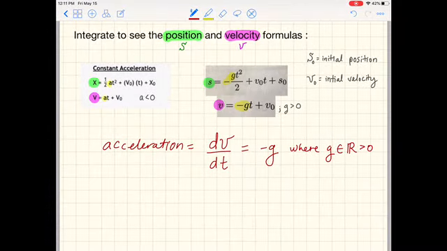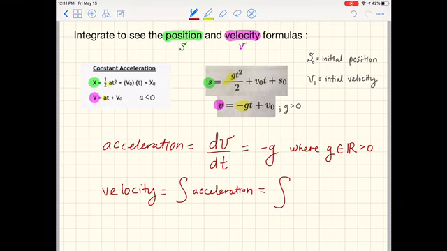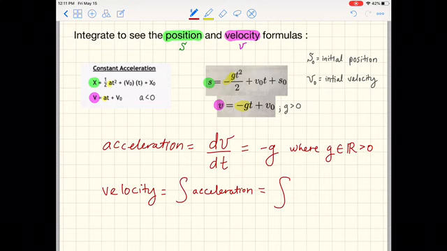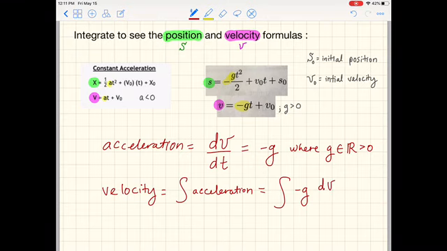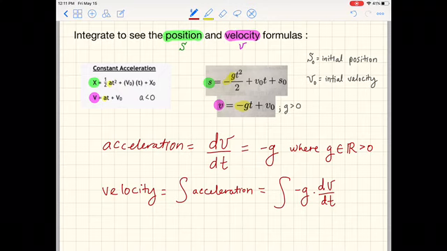So there's acceleration. If I wanted to go backwards and look at velocity, velocity would be the antiderivative of acceleration, which basically means it's the antiderivative of negative g, which is a number. And it was in terms of the velocity with respect to time, because you always do need the labels there. So when you're integrating velocity, it's velocity with respect to time and the antiderivative of the number negative g.